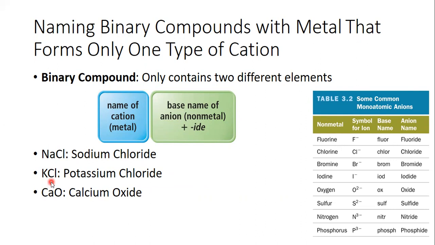Potassium, chlorine becomes potassium chloride. Calcium, oxygen becomes calcium oxide. So here are some common nonmetals that you'll use. And it's basically just add ide to it. So fluorine, fluoride, bromide, iodide, sulfide, so on and so forth. In the metal, you just name the metal.